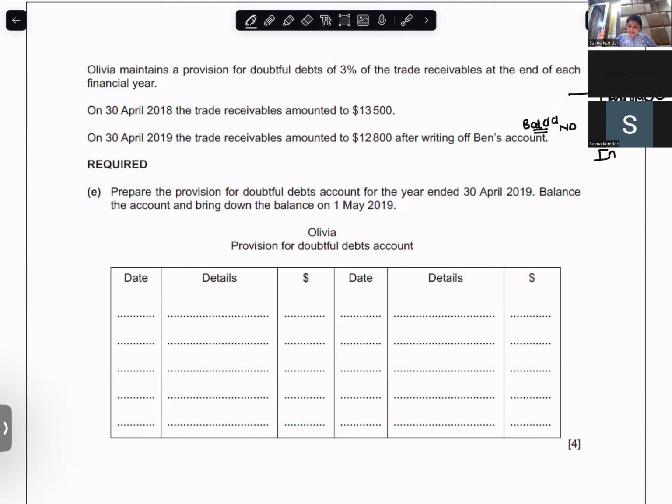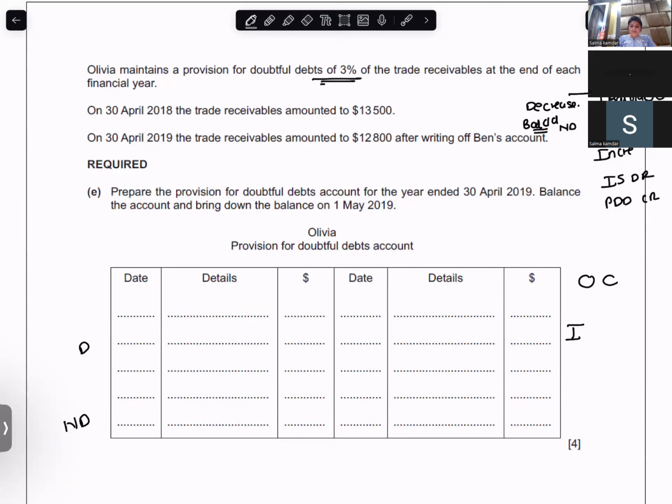If there is an increase in provision, that means income statement is debit and PDD will be credit. So an increase in provision comes on the credit side and a decrease in provision comes on the debit side. Are you with me? Always remember OC, ND, and DI: decrease on the debit, increase on the credit.